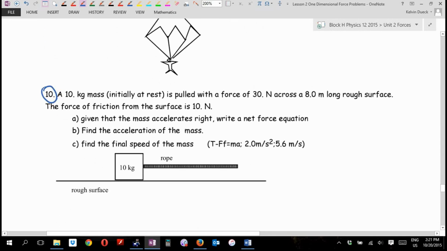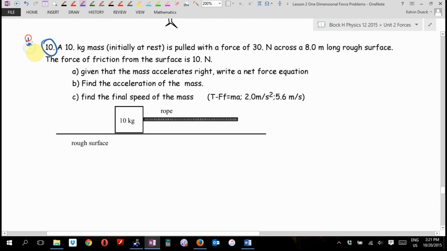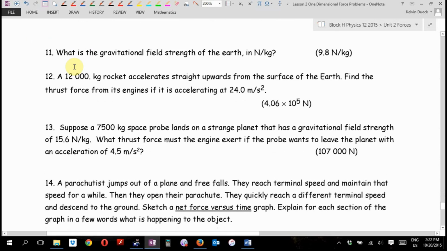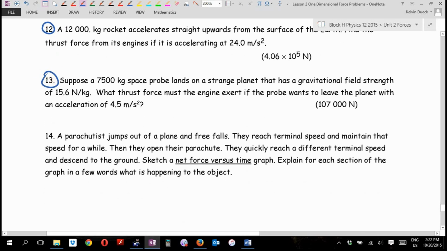10 is tricky unless you set it up right. So if you want to, you can put a little star next to 10 and say, this is an example of a multi-step Physics 12 B plus, A minus level question. And I am going to see if you can handle those. 11, 12, 13, skip 14.